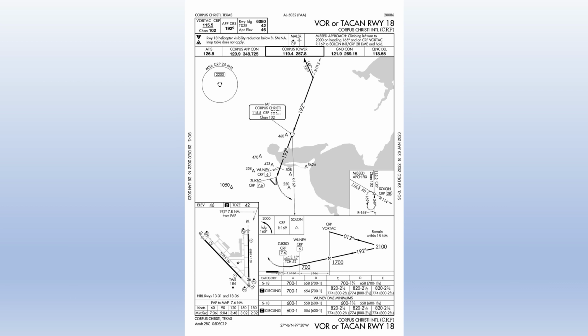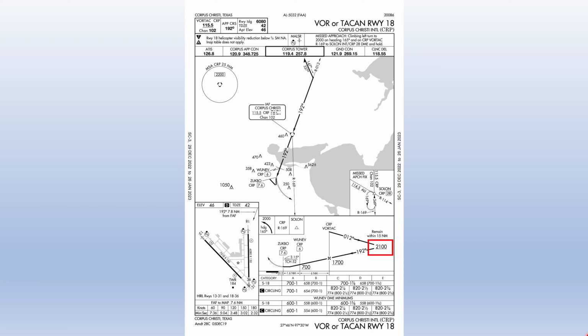There are also vertical or altitude elements to a procedure turn, and these are depicted on the profile view of the approach chart. This is a little box that's underneath the map view or plan view area that's a view of the approach as viewed from the side and depicts the altitudes used on the approach.